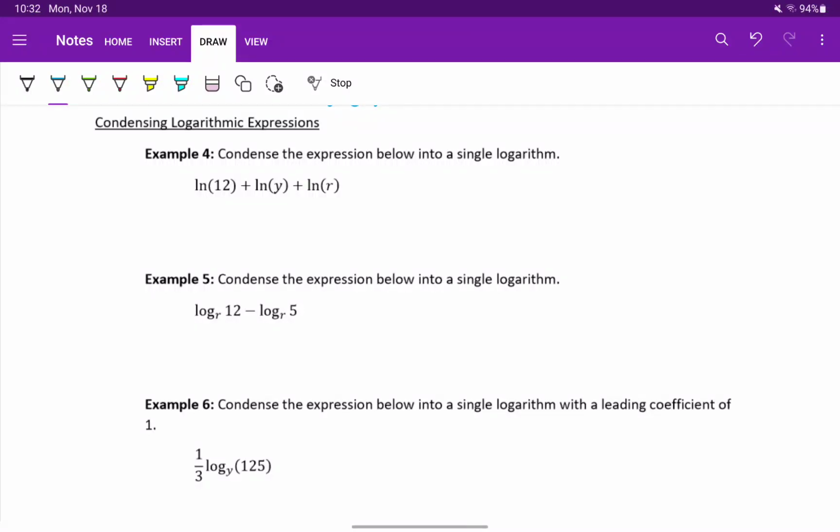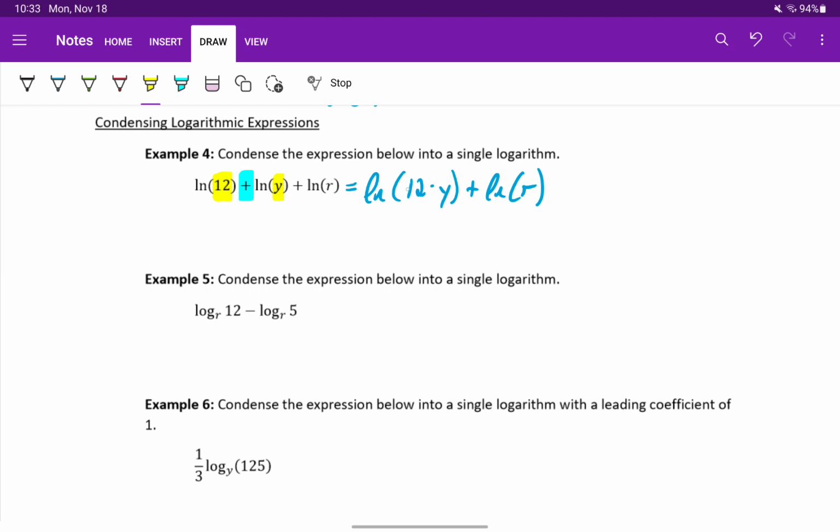The properties that we introduce for logarithms work in both directions, meaning that if we can expand an expression, we can also take an expanded expression and condense it down to a single logarithm. To do that, we'll start off by looking at the first two terms in example 4. We have the natural log of 12 plus the natural log of y. Since we're adding those two expressions together, we can combine them by rewriting this as the natural log of 12 times y plus the natural log of r, which we haven't done anything with yet.